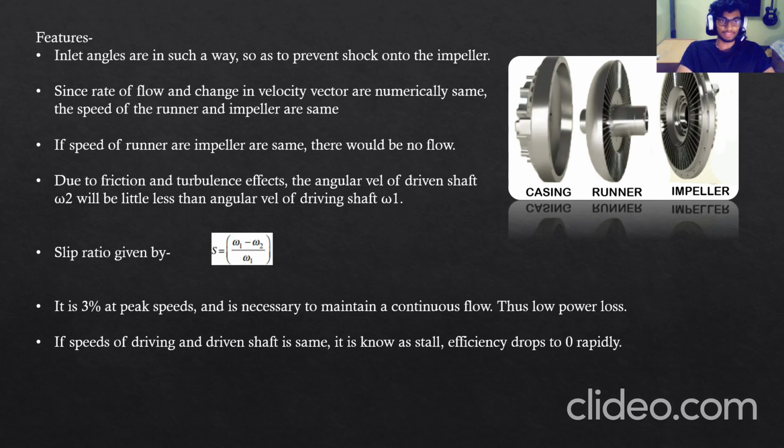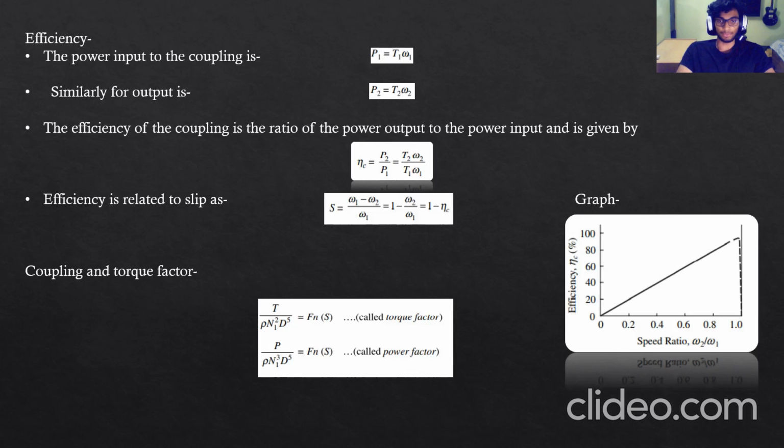Now, the slip ratio, which is given by S, is equal to omega 1 minus omega 2 by omega 1. It is 3% at peak speeds and is necessary to maintain a continuous flow, and thus there is low power loss. If the speeds of the driving and the driven shaft are the same, it is known as a stall, and the efficiency suddenly drops to zero.